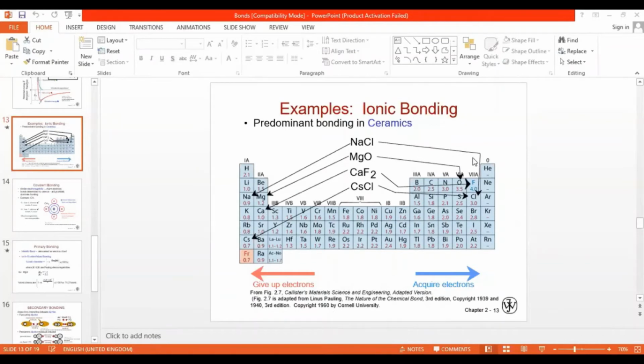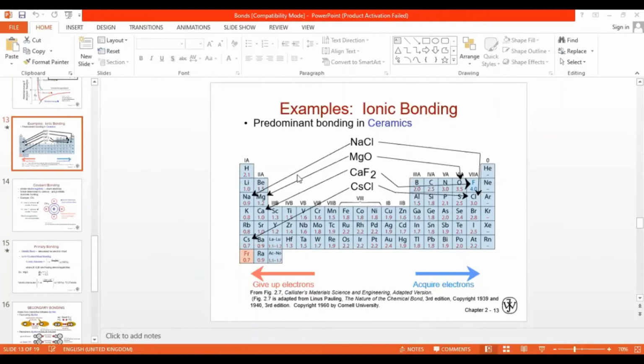In a similar way, those in the 7th column will acquire 1 electron, and those in the 6th column will acquire 2 electrons, right? While this one does not have any reactions at all. So here they give up electrons, and here they acquire electrons. This is how ionic bonds are formed, right?